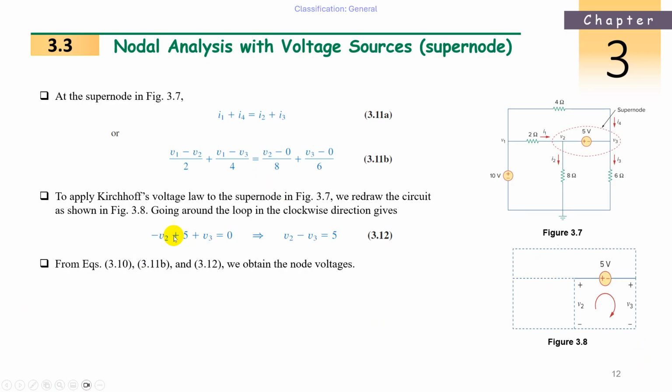Otherwise, without this equation, with the previous nodal analysis method without the supernode, what was happening before this? We got only 2 equations and 3 unknowns. So we cannot solve. That's why we have a technique called the supernode technique. In the supernode technique, what are we doing?